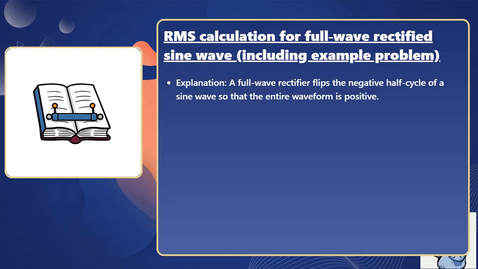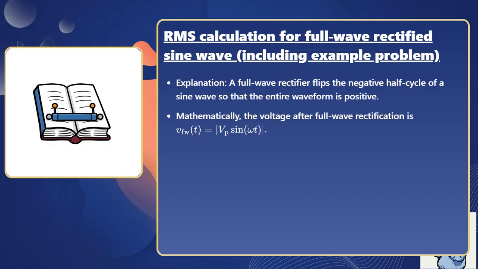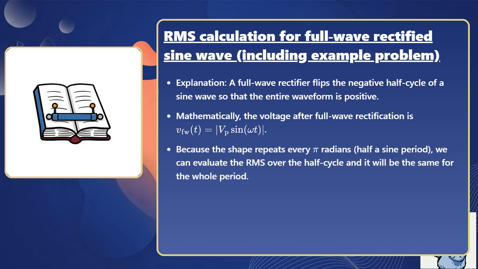Explanation: a full wave rectifier flips the negative half cycle of a sine wave so that the entire waveform is positive. Mathematically, the voltage after full wave rectification is V sub FW of t equals the absolute value of V sub p times sine omega t. Because the shape repeats every pi radians, half a sine period, we can evaluate the RMS over the half cycle and it will be the same for the whole period.